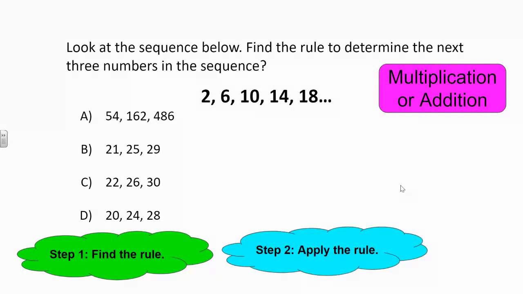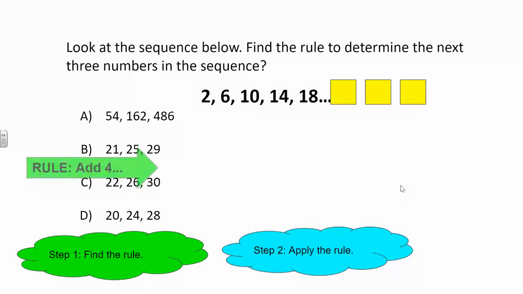So addition, to go from 2 to 6, would be plus 4. So 2 plus 4 is 6. I'm going to check and see if that works again. Is 6 plus 4 equal to 10? Yes, it is. And last but not least, is 10 plus 4 equal to 14? Absolutely. So now that I've found the rule, I now need to apply the rule.